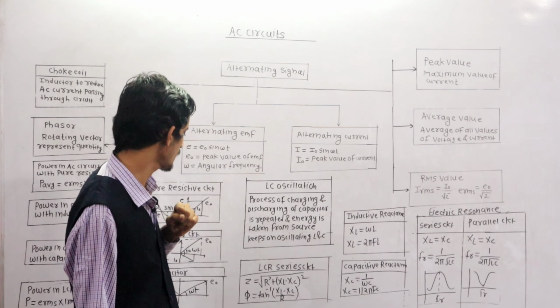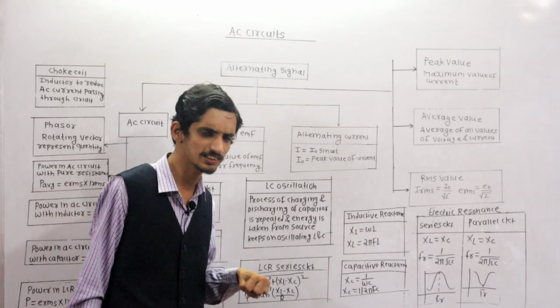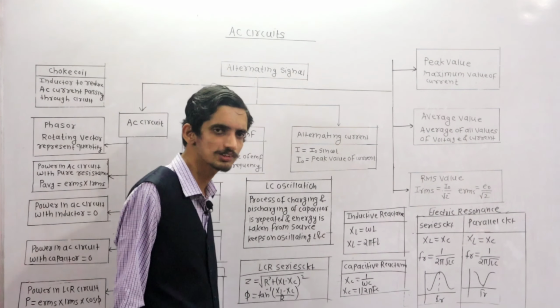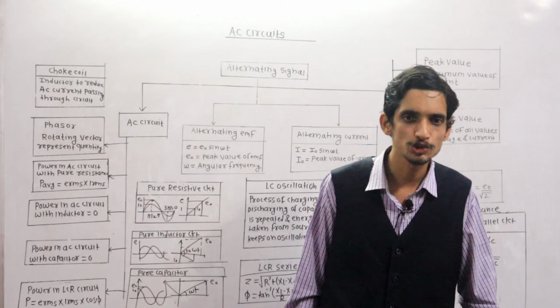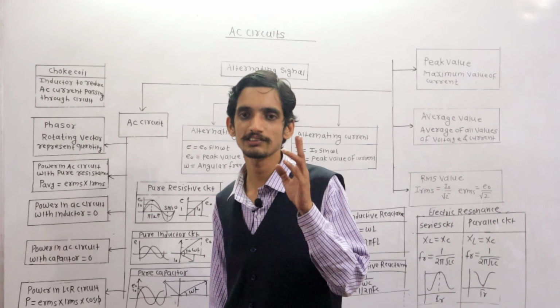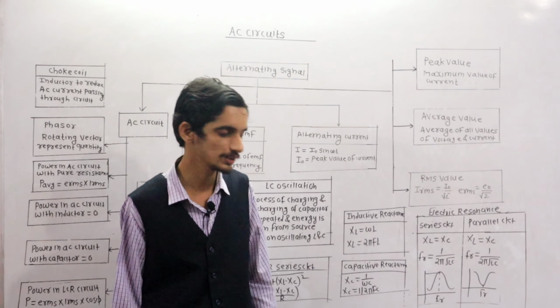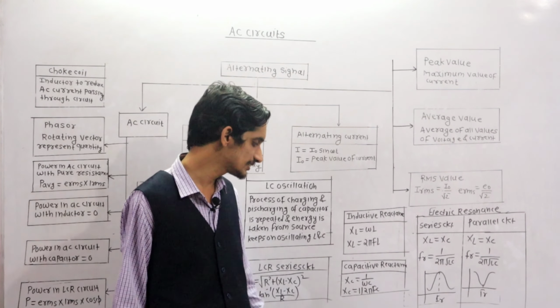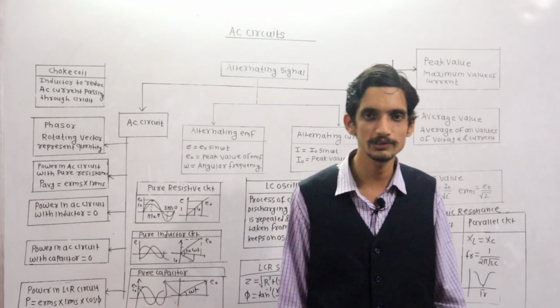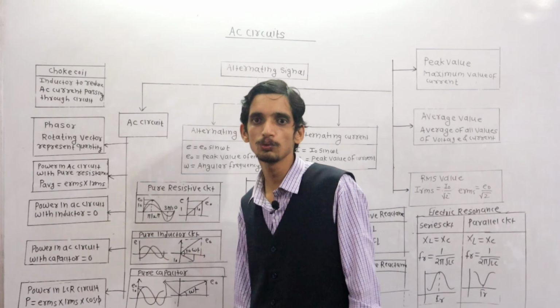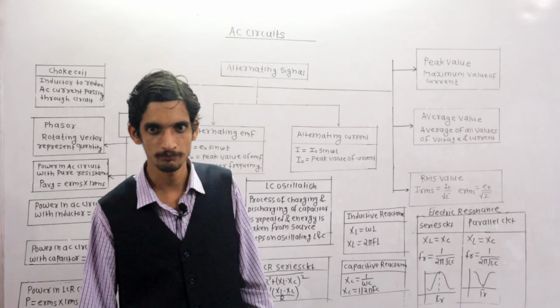Then, in a series LCR circuit, the impedance of the circuit Z is equal to the square root of R squared plus (XL minus XC) whole squared, where XC is equal to 1 upon 2 pi f C and XL is equal to 2 pi f L. Clear?